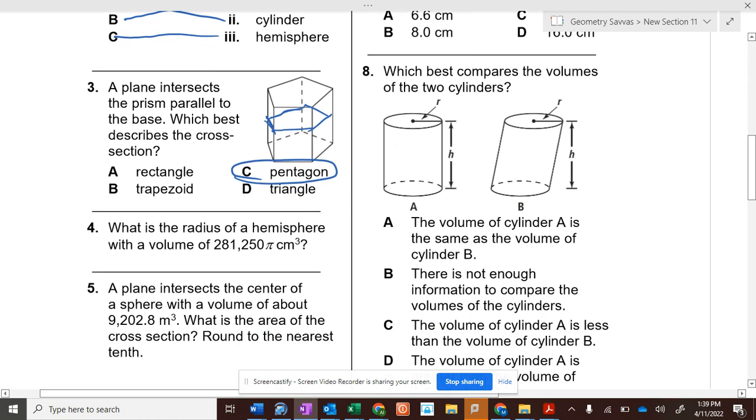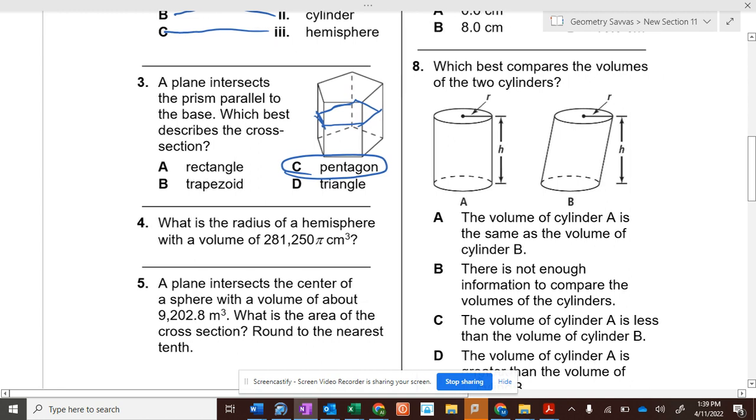All right. What is the radius of a hemisphere whose volume is that? So, volume of a hemisphere, and I'll just slide over a little bit. Volume of a hemisphere is 2 pi r squared, right? Because, nope, it's 2/3 pi r cubed. Because volume of a sphere is 4/3 pi r cubed, so a hemisphere is half a sphere, so half of 4 is 2. Okay? So the volume, 281,250 pi equals 2/3 pi r cubed.